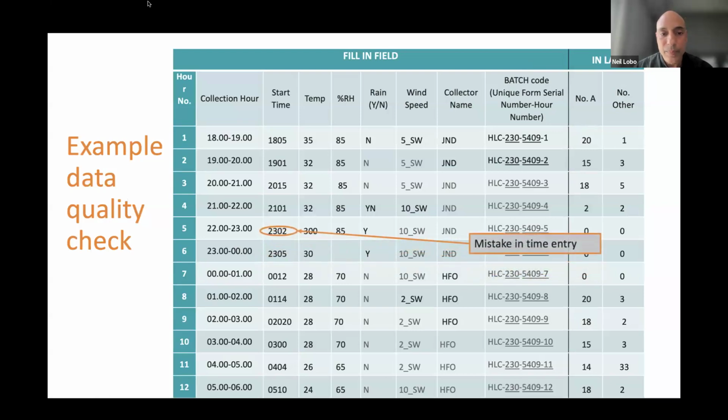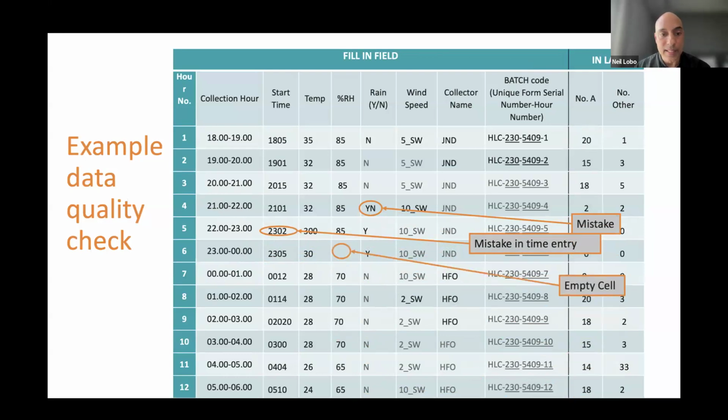For example, 2302. It should end at 23. That's a mistake in your time, correct? And the next one is 2305. So there's something wrong over there. We need to correct that. Here's an example where they put YN. It should be Y or N, yes or no.